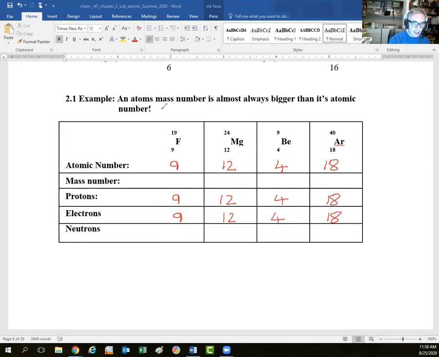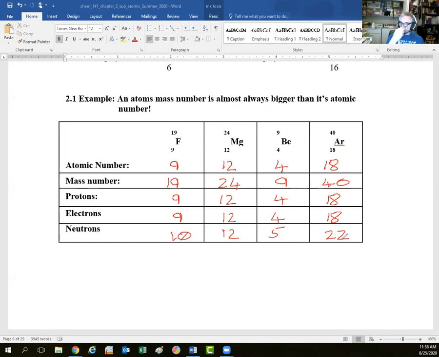Mass number is the larger of the two numbers each time. So 19, 24, 9, and 40. And finally, the mass number, subtract the atomic number of protons. That gives us the number of neutrons. So 10, 12, 5, and 22.